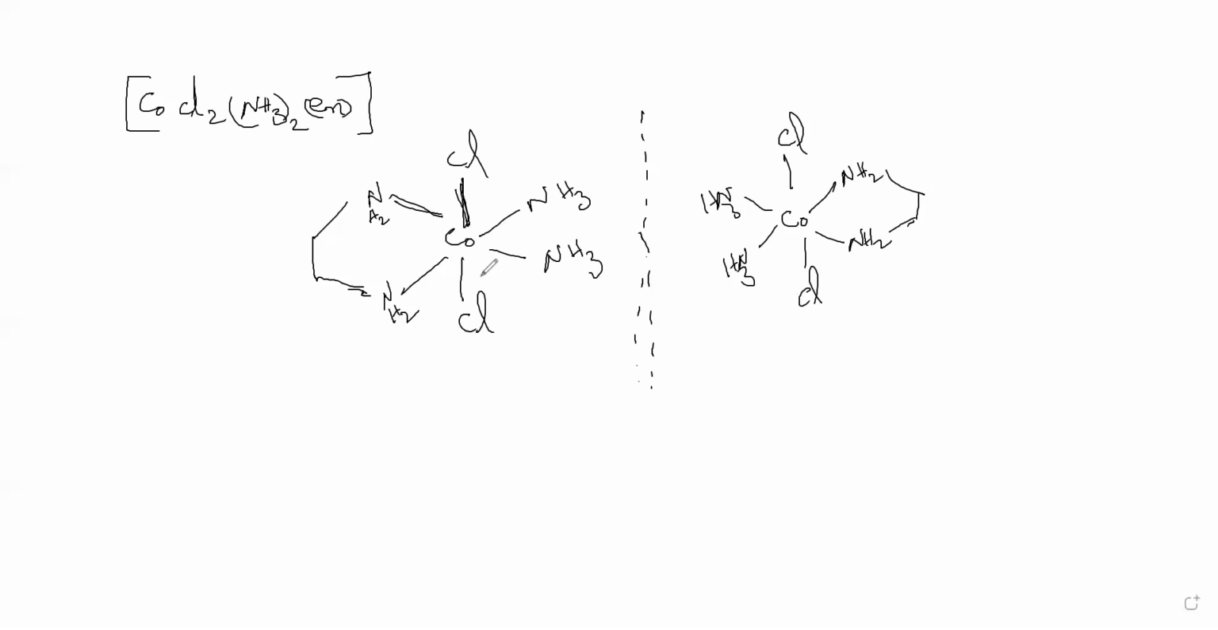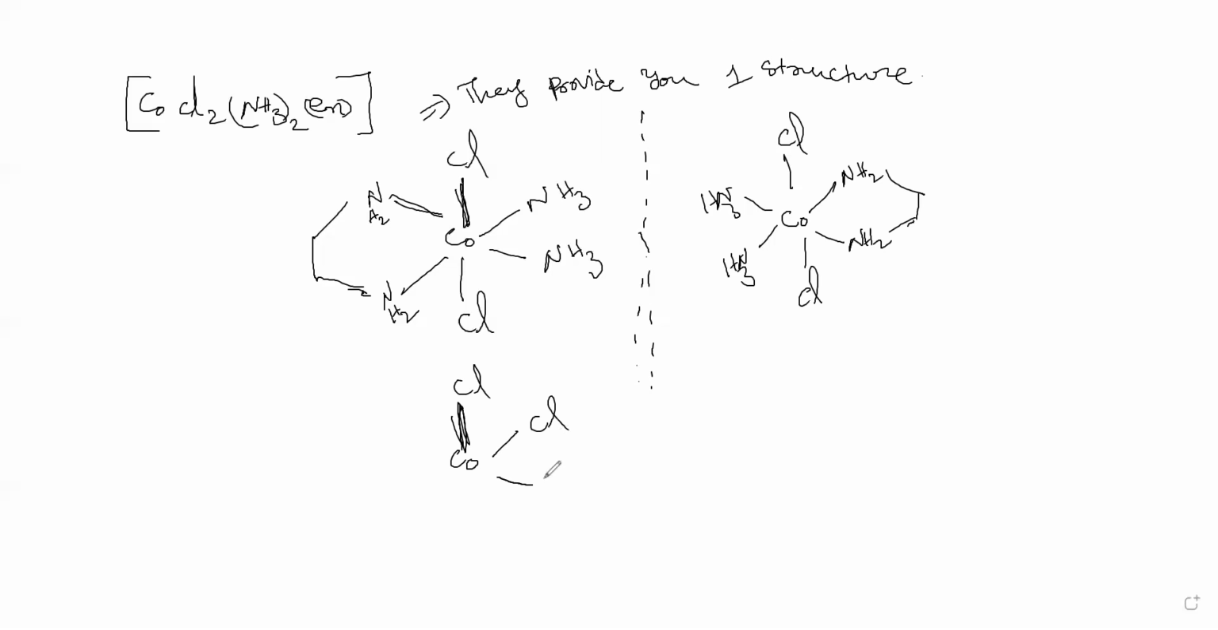Okay. If they give for this, especially they will provide you at least one structure. You have to draw the other mirror image. Other possibility also I'm drawing: one Cl on the top, one Cl at the base position. That is another possibility. You can have NH3. This is also the other isomer.